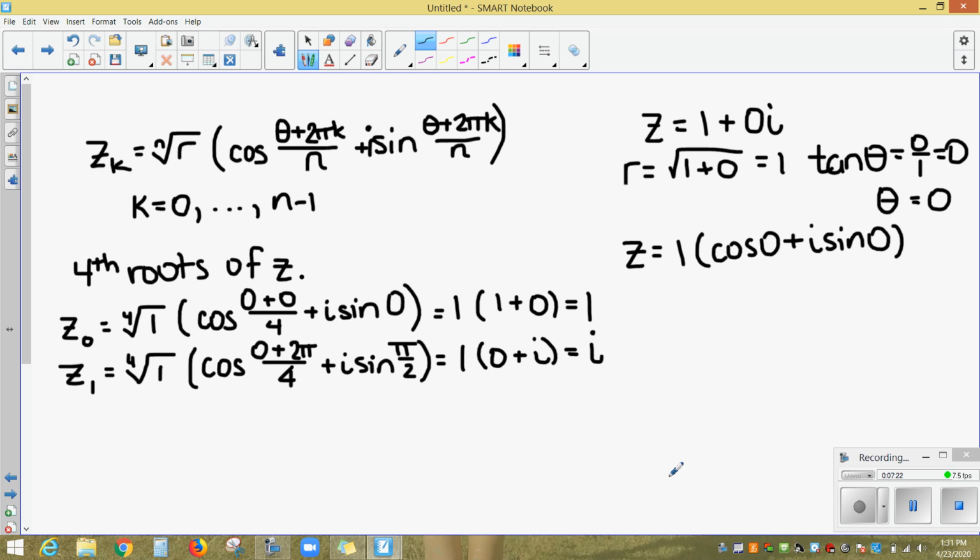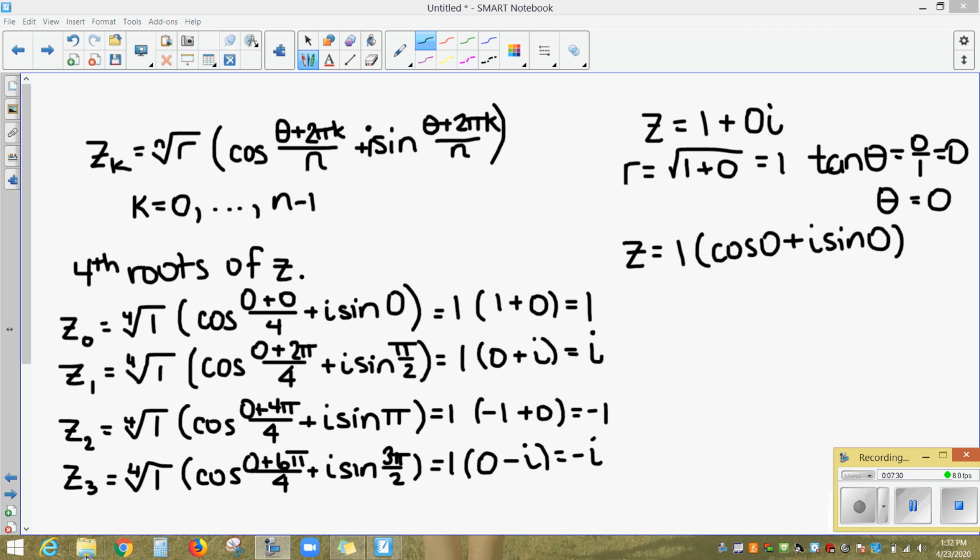Go ahead and pause the video and find the other 2 roots for me, substituting a value of k equals 2, and then going back and doing k equals 3. So 4 pi over 4 is equal to pi, 6 pi over 4 is 3 pi over 2. The cosine of pi is negative 1. The cosine of 3 pi over 2 is 0. Sine of pi is 0. Sine of 3 pi over 2 is negative 1. And so here are our 4 fourth roots of 1.